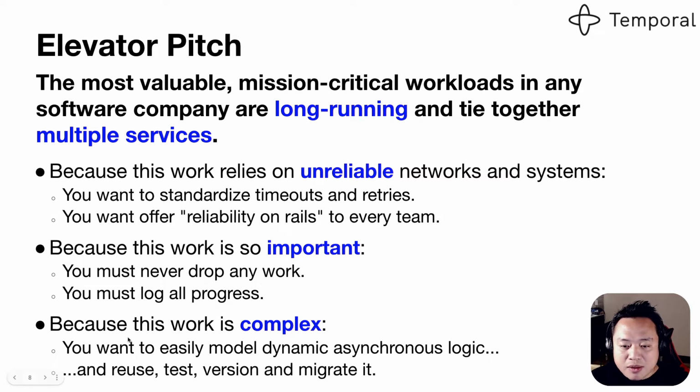Because this work is so complex, you also want to model it. You want to easily model any dynamic asynchronous logic and reuse, test, version, and migrate it, which is why we start emphasizing workflows as code, because the most flexible way to model business logic is with general purpose languages and not JSON or YAML or boxes and arrows or directed acyclic graphs.